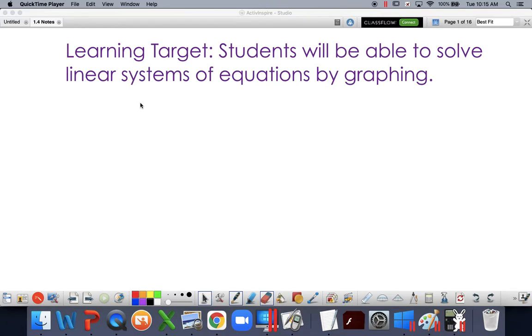This is Algebra 2, Section 1.4a. We're just going to get started with 1.4 today, but the learning target for Section 1.4 is that students will be able to solve linear systems of equations by graphing.